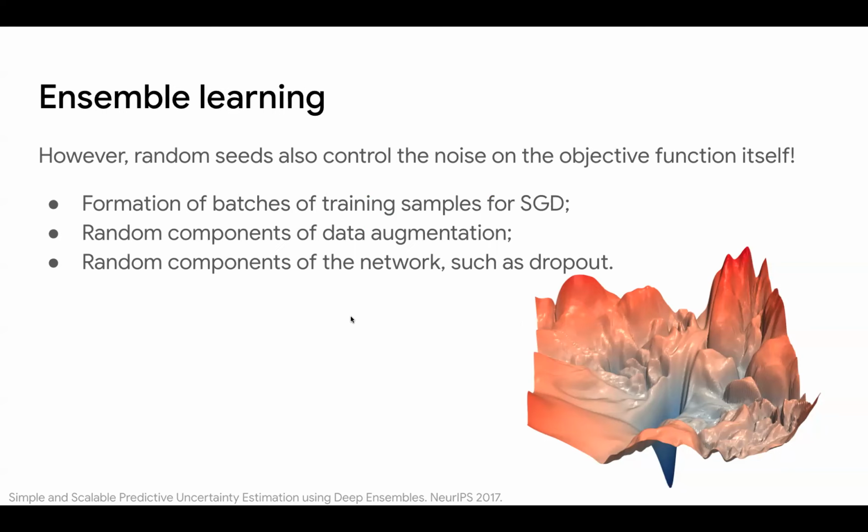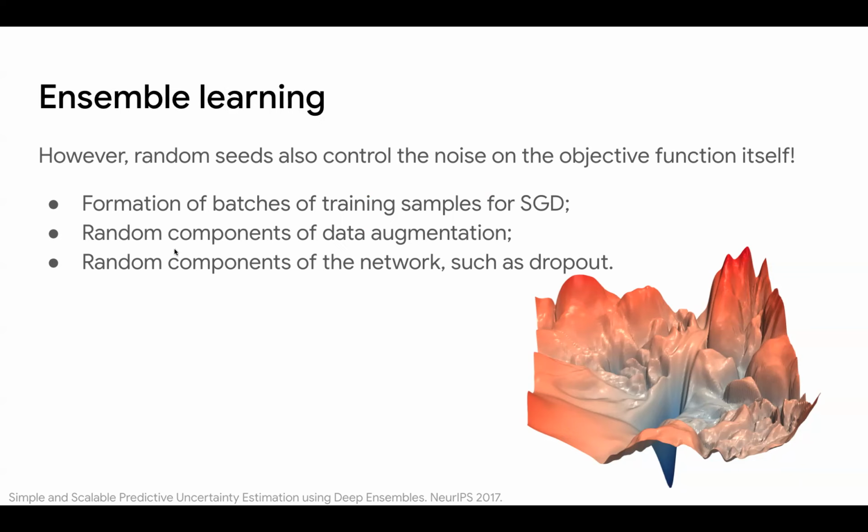But if you think about random seeds in more detail, what they're actually controlling is more than just the starting points for the optimization. For example, if you change the random seed in the PyTorch framework and also NumPy, what it changes is the formation of batches of samples for SGD. Because when you do sampling with this data loader, you're basically reshuffling the data set. And this is all dependent on the random seed you're choosing.